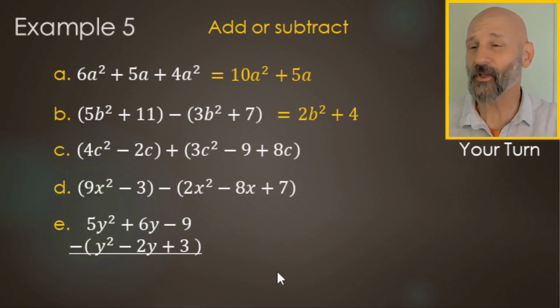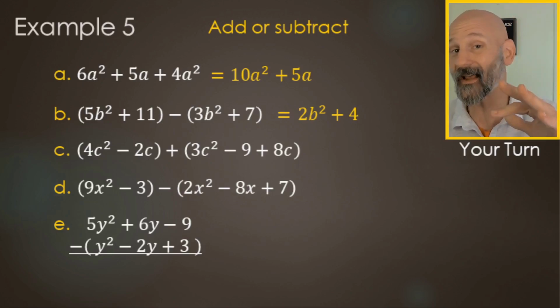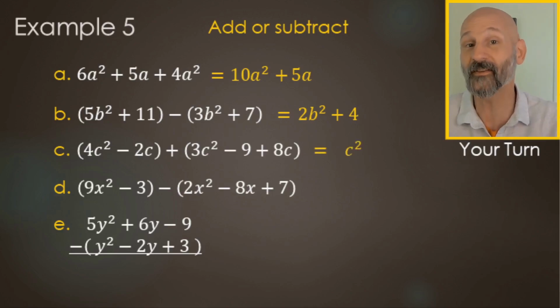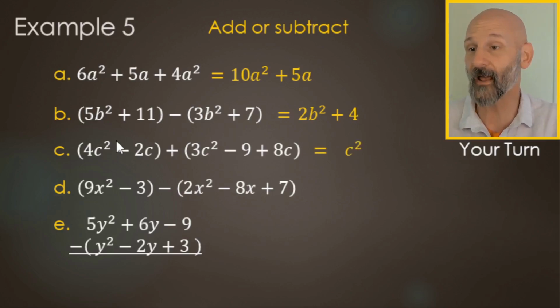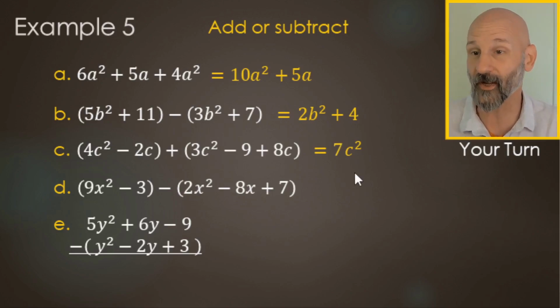All right, so here we go with 4c squared minus 2c plus 3c squared minus 9 plus 8c. So again, I recommend start with the highest exponent variable first, so that's going to be the c squared. So let's check it out. Here we have a 4c squared plus 3c squared for a total of 7c squared. So we got 7c squared there.